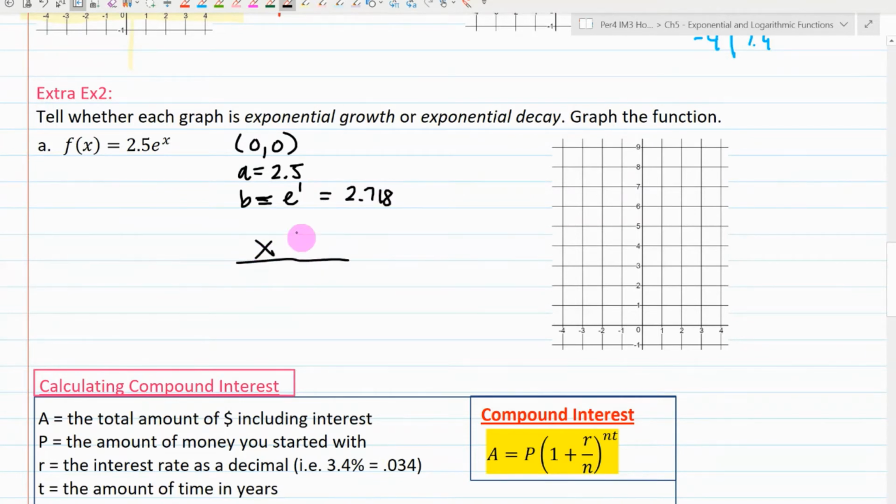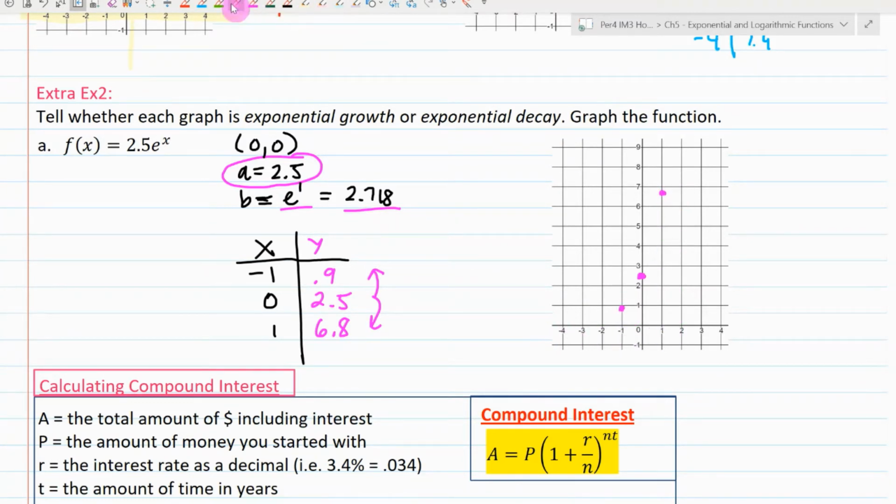So I do my XY chart, and I'm going to use -1, 0, and 1. The A value is your y-intercept. And then e to the first is your multiplier. So if you multiply by 2.718 or by e, you're going to get 6.8. If you divide by 2.718 or by e, you're going to get 0.9. So at -1, we have 0.9, and then at 1, we have 6.8. And that's your graph. All right.